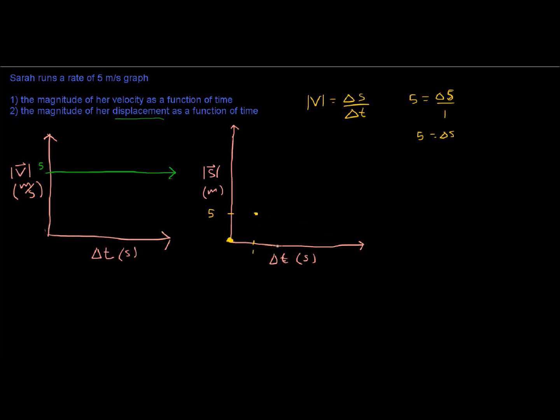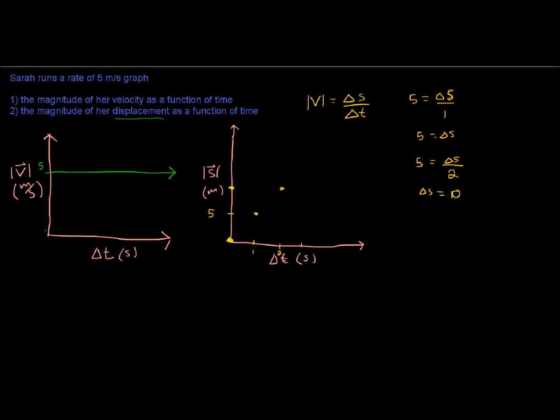Alright, so now let's take a look at what happens after 2 seconds. We can just plug in the same thing again. Her velocity is still 5 meters per second, and I'm foregoing writing the units for the sake of time here. And so we want to solve for her displacement. Her displacement divided by delta t, which will now be 2. So again, we can solve for delta s, and we get delta s is going to be equal to 10 meters. So that would be up here. Oh, that wouldn't be there. I'm sorry, it would be here.